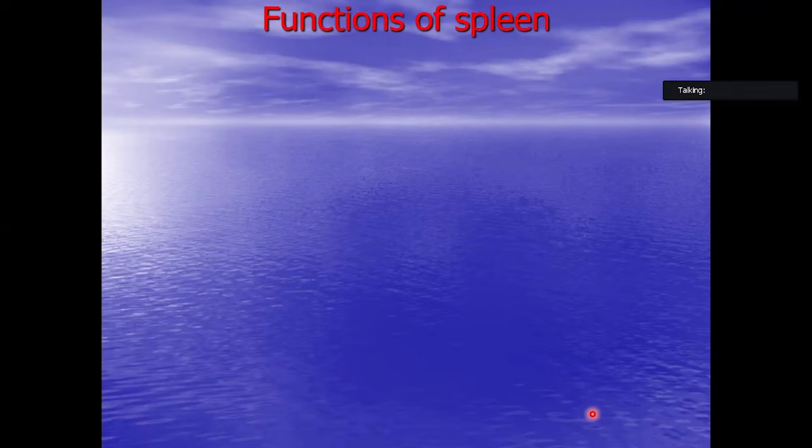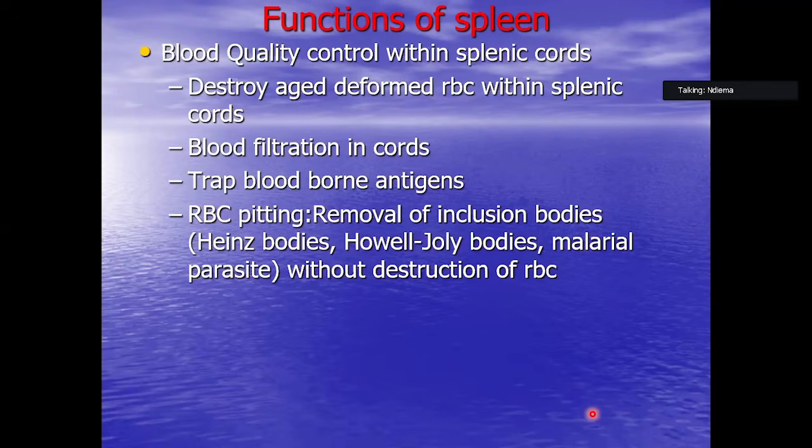The functions of the spleen: one is quality control in terms of cleaning up the blood. This occurs within the splenic cords. We're going to look at the splenic cords and what happens during this passage of blood within them, which is mainly destruction of aged or deformed red blood cells. These aged or deformed red blood cells cannot squeeze through the spaces, and therefore they are recognized as foreign and are destroyed by macrophages. So the spleen is sometimes referred to as the graveyard for red blood cells.